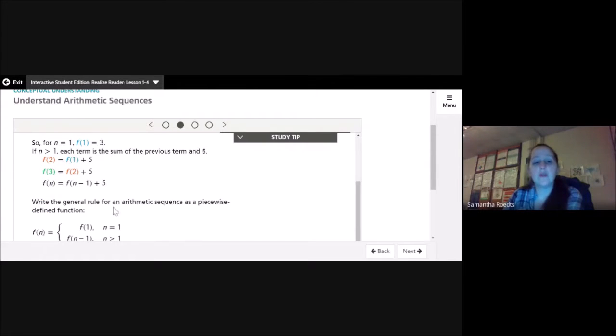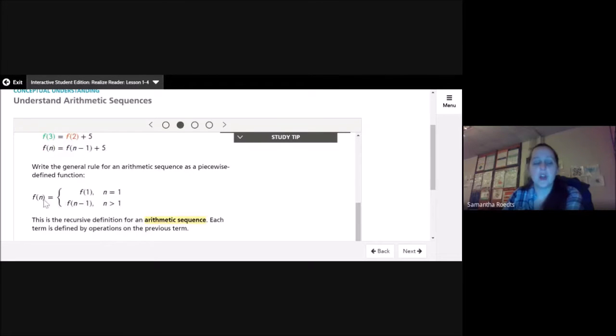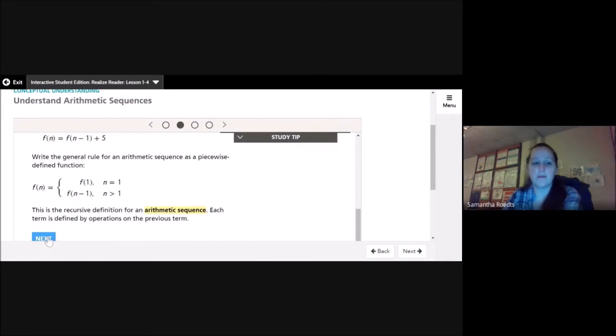So write a general rule for an arithmetic sequence as a piecewise defined function. So f of n equals f of 1 when n equals 1, and f of n minus 1 plus d when n is greater than 1. This is the recursive definition for an arithmetic sequence. Each term is defined by operations on the previous term.